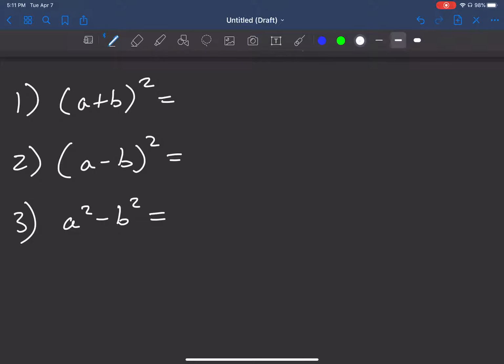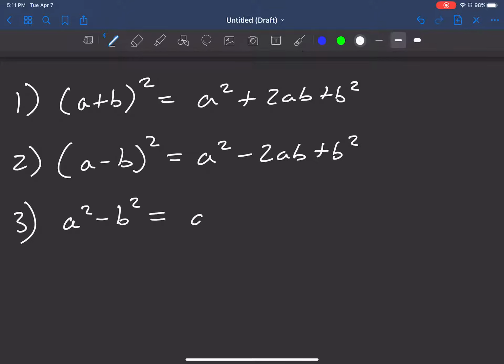So you have a plus b and that whole thing squared. Well, this becomes a squared plus 2ab plus b squared. And this becomes a squared minus 2ab plus b squared. And then this just becomes a plus b times a minus b. So now we have to ask ourselves, how did you get this?